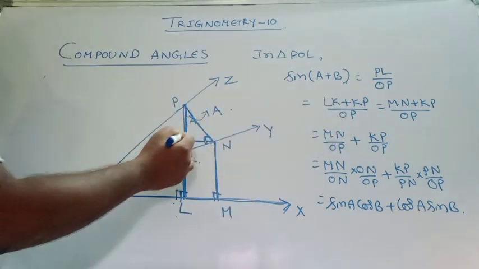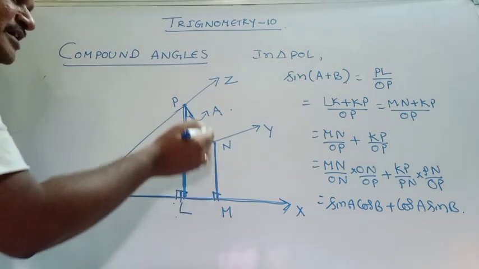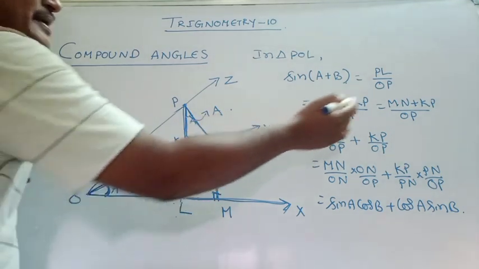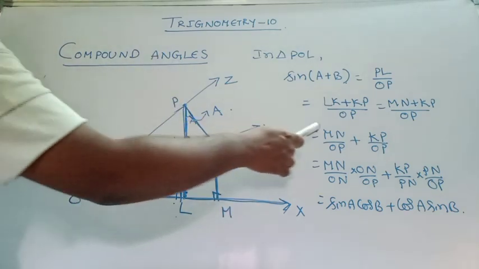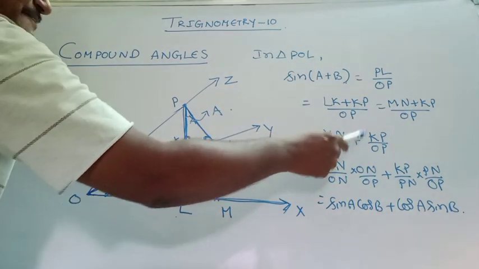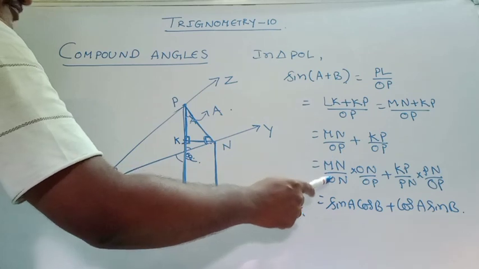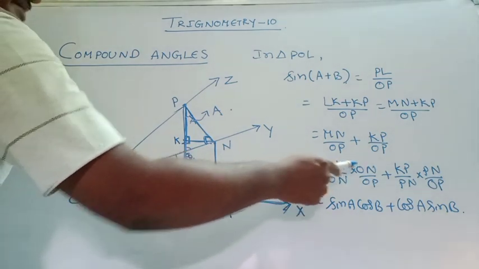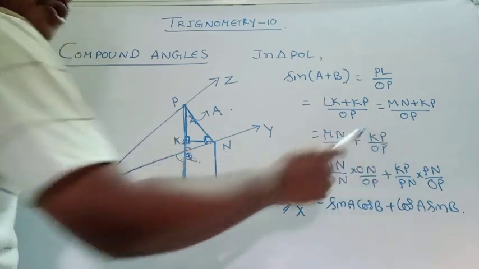Now I told you that this is a rectangle we have got here. LK, in place of LK we can replace it by MN. That's why we have LK as MN, plus KP, by OP. Now you split that, you write this as MN by OP plus KP by OP. Now you can write this as MN by ON into ON by OP, right? You can just multiply and divide, and here also KP by OP, you write KP by PN into PN by OP.